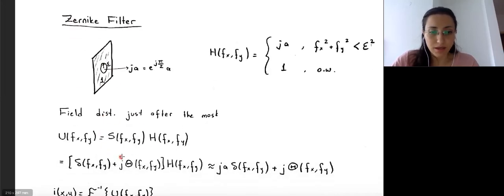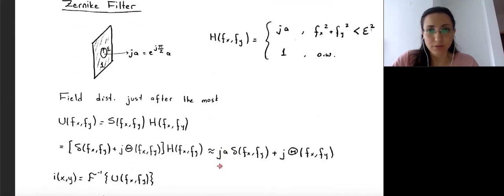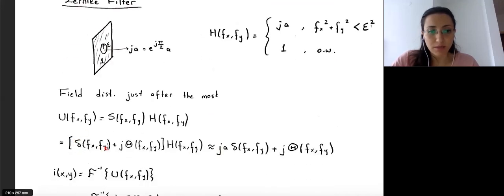Now let's write each function. The Fourier transform of the transparent object: we want to take the Fourier transform of this thing. The Fourier transform of 1 is going to give us an impulse at the origin in the frequency domain, and we're going to have plus j times the Fourier transform of theta because of the linearity property of the Fourier transform. So we're going to have an impulse, delta(fx,fy), plus j times theta(fx,fy) as the Fourier transform of the transparent object. We're going to multiply that with the mask operation.